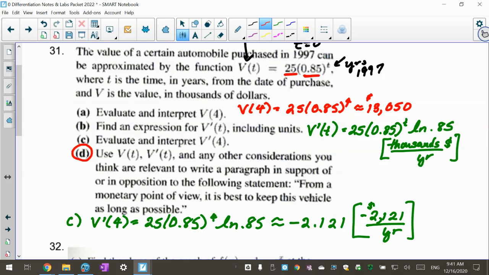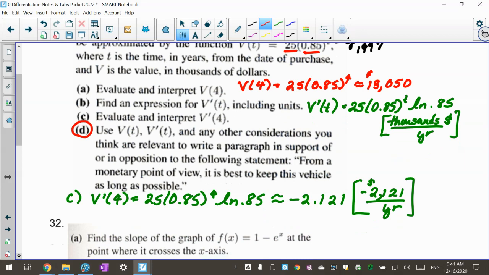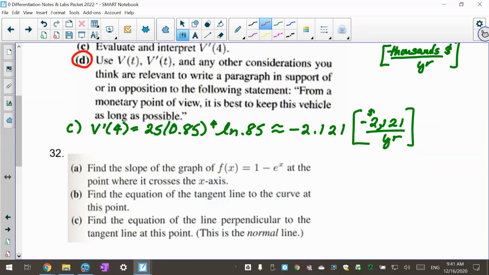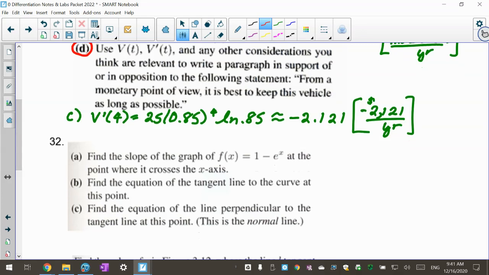Or you could say, there's a lot of ways to answer that, but that is just a personal preference, and I want you to look at what your values are doing. So let's look at 32, okay? 32 is pretty cool, and I actually graphed this one. I don't have it up right now, so we'll just kind of go through this.